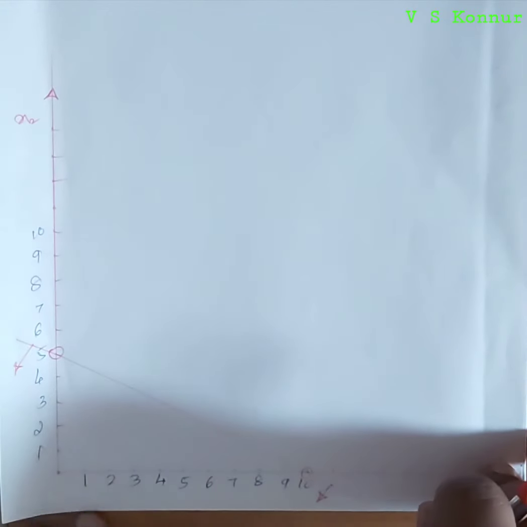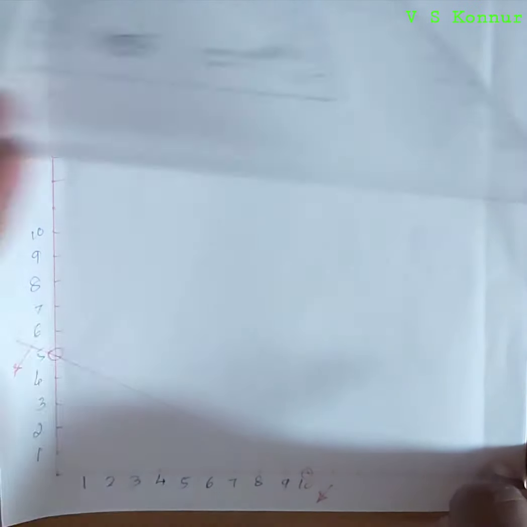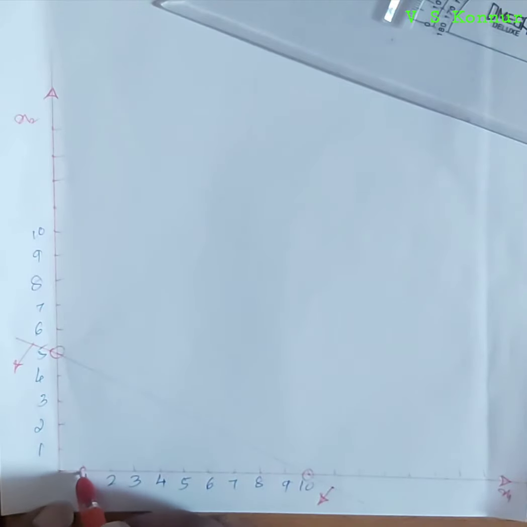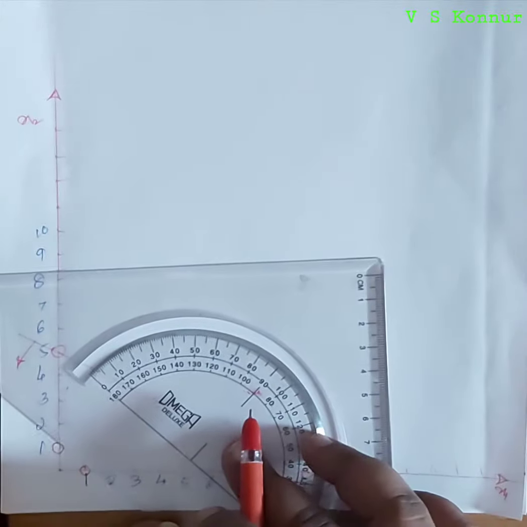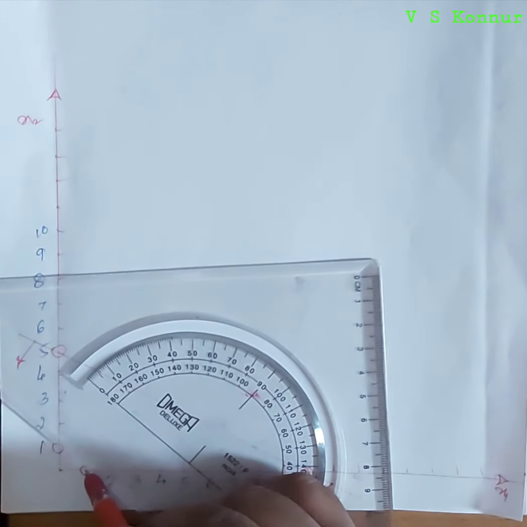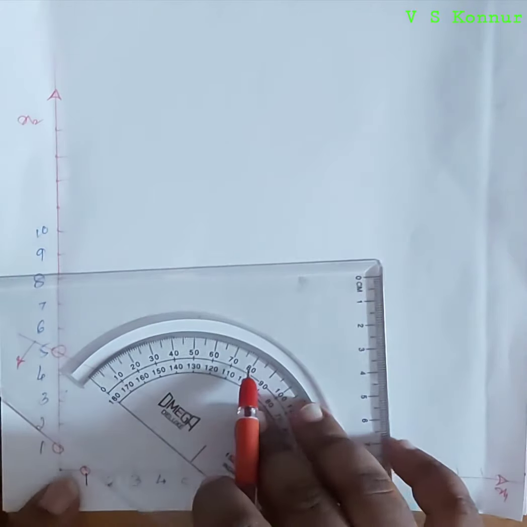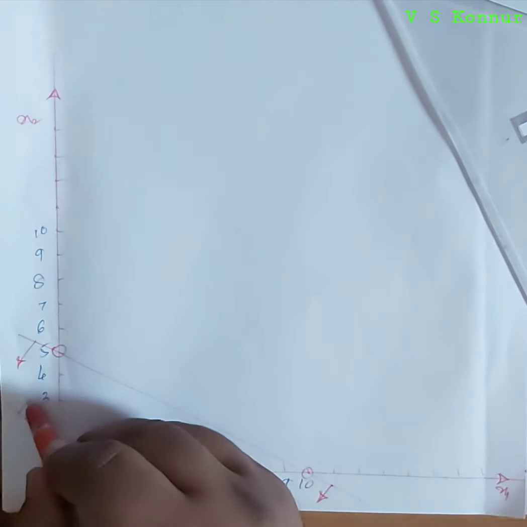Next line is having x1 equal to 1, x2 equal to 1. So this is 1, this is also 1. Now you can draw a line here through 1 and 1. It is having a greater than or equal to sign, so the arrow marks are away from the origin.